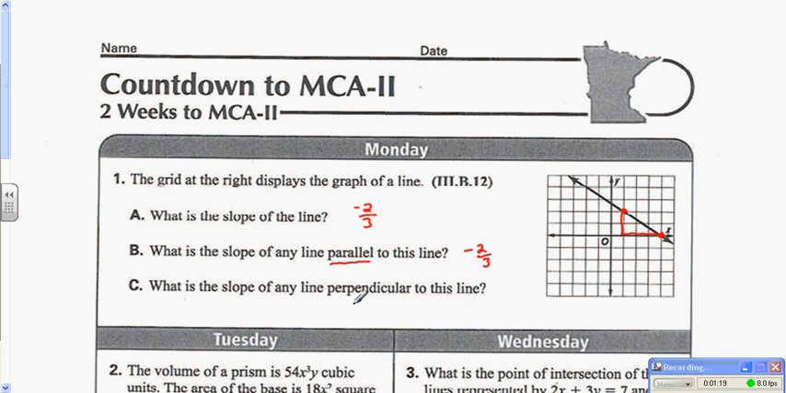What is the slope of a line that is perpendicular? Perpendicular lines cross at right angles, meaning they create a right angle when they meet. That has a special relationship. It takes the slope of one line, it flips it, so it's a reciprocal, and it takes the opposite sign. So in this case, since the slope is negative 2/3, our new slope is positive 3/2.